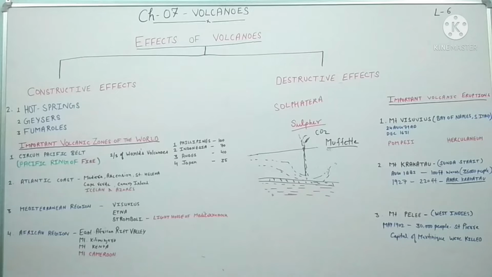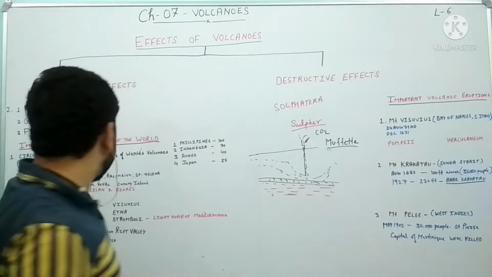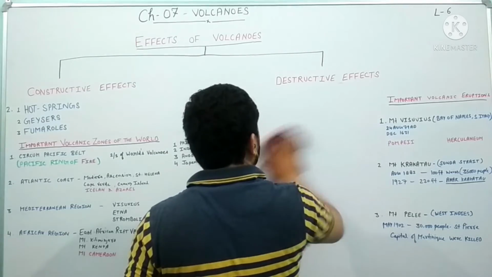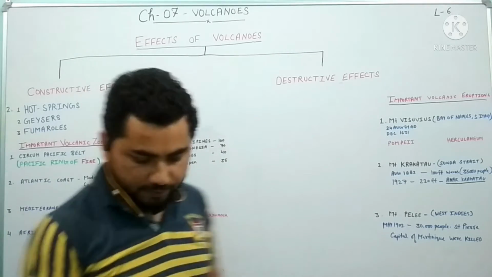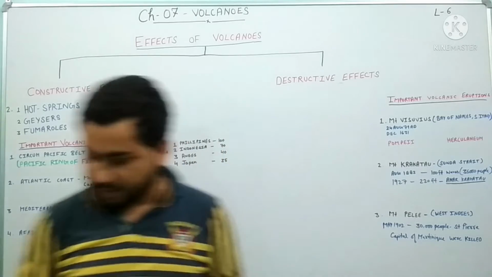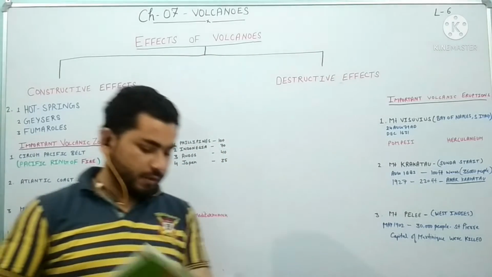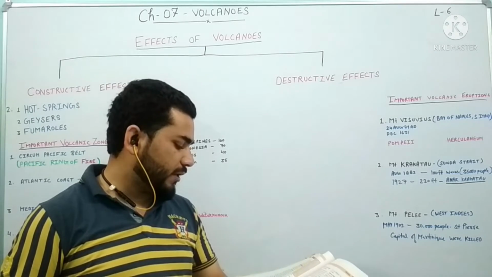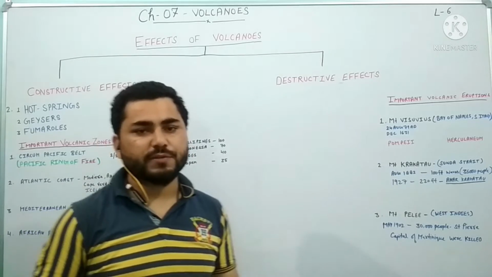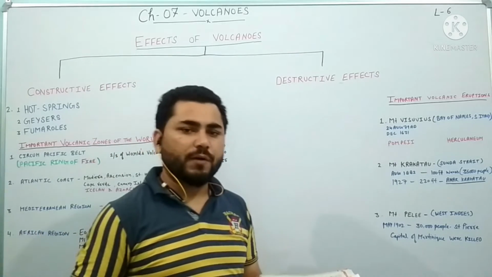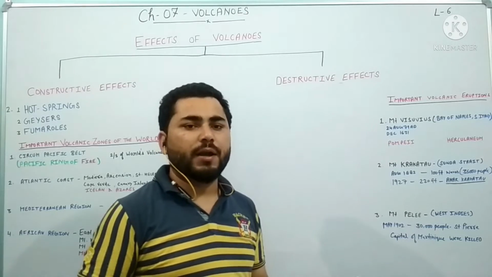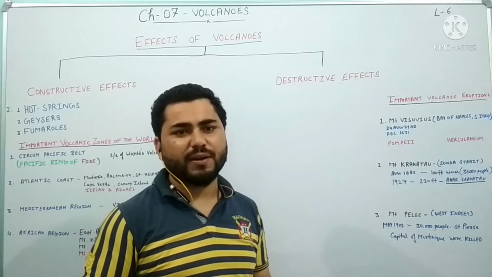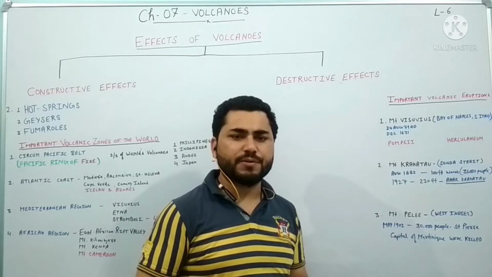Okay, now after understanding these hot springs, geysers, and fumaroles, we will be studying the destructive effects of volcanoes. Destructive effects we will study from your book only. So in the book it is written, some of the destructive effects of volcanoes are the following. When the volcanoes erupt, they destroy life and property. Yes, obviously whatever comes in the way of lava, it takes everything, and the temperature of lava is around 1000 degrees Celsius.